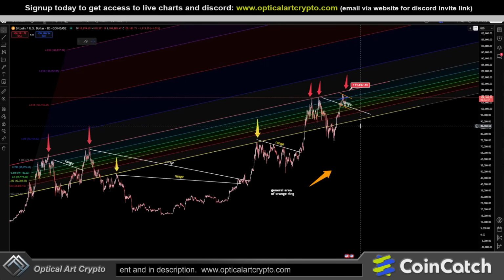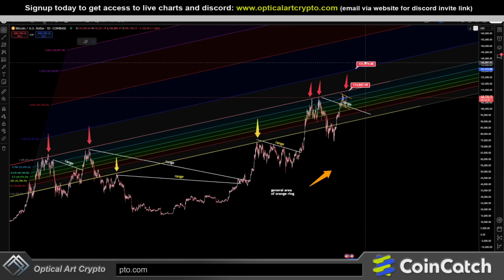That means we are going to have one major pump, and the next fib line I have above that is up around $132,000.